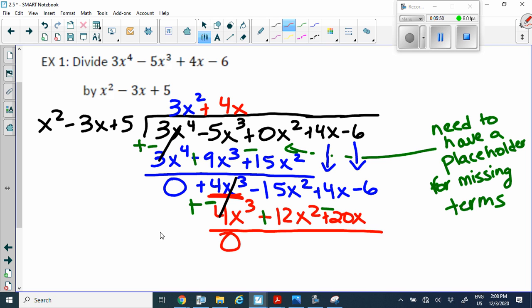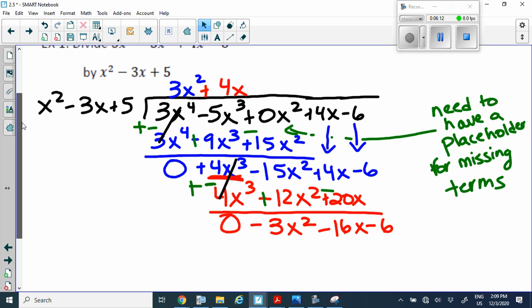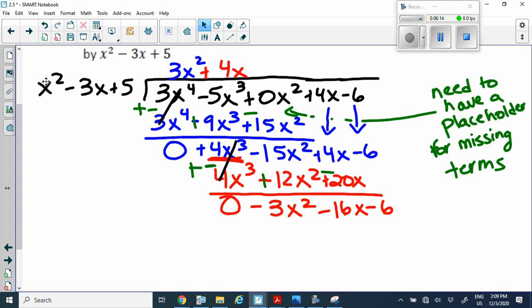Now, negative 15x squared plus 12x squared, that gives me negative 3x squared. Okay, then I have minus 16x and then minus 6. Okay, we are not done, because x squared can still go into 3x squared. So once again, we have to think about the numbers. We know that the coefficient in front of our x squared is 1. 1 times what will give us this negative 3? That is going to be negative 3.